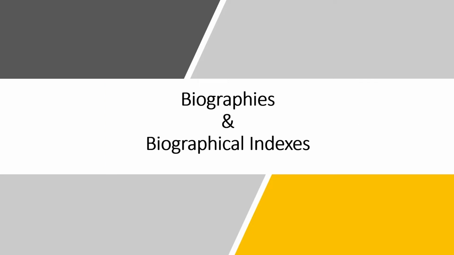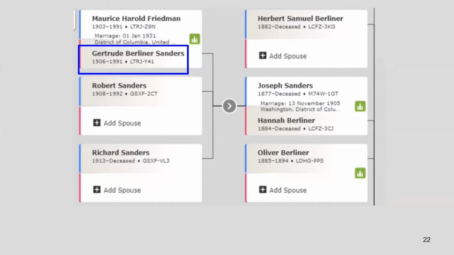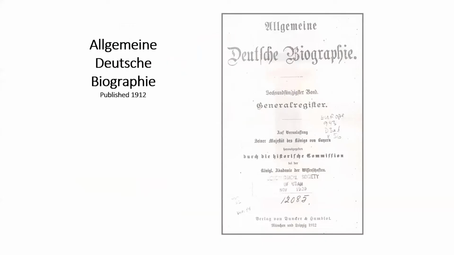These next resources are biographies and biographical indexes. This is the pedigree of a Gertrude Berliner Saunders. Her middle name was taken from her mother's maiden name, Berliner. Gertrude's mother's name was Hannah Berliner. She was the daughter of Emil Berliner and his wife, Cora Adler. To look up a biography for Emil Berliner, I will talk about 2 important biographical collections.